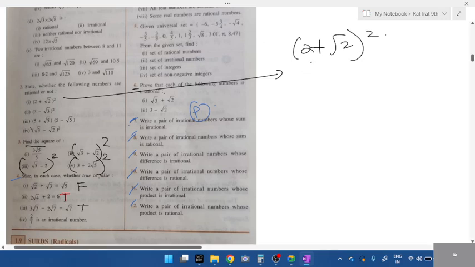Yes, use (a + b) the whole square. What's the answer, students? a square plus what is b? (Root 2) the whole square plus 2 into.